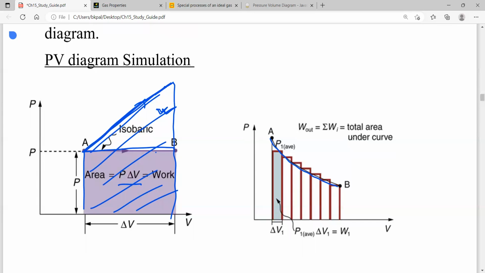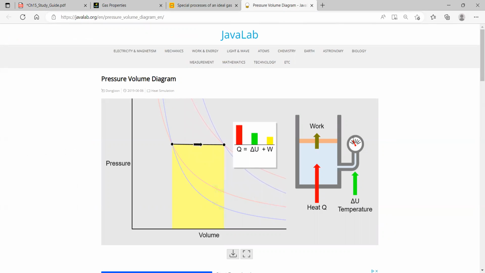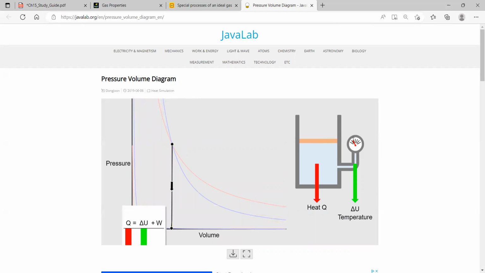Now let me show you all these four processes in this simulation. The first one is the isobaric process. Isobaric means pressure is constant. So you see that the area under this graph is this yellow rectangle. And here you see, in the first law of thermodynamics, we have all the contributions Q, delta U, and W.